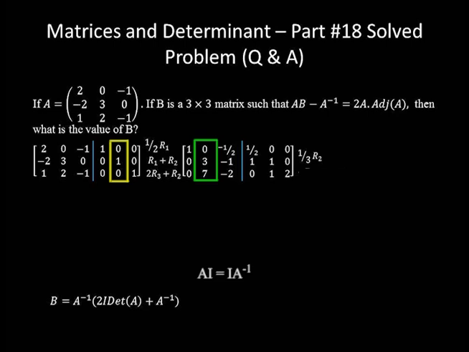To convert this 7 to 0, we have to add it with negative 7. To get negative 7, we have to multiply this 3 by negative 7 over 3. Thus the formula that can convert this 7 to 0 is negative 7 over 3 times row 2 plus row 3. Let's copy row 1 elements as they are.